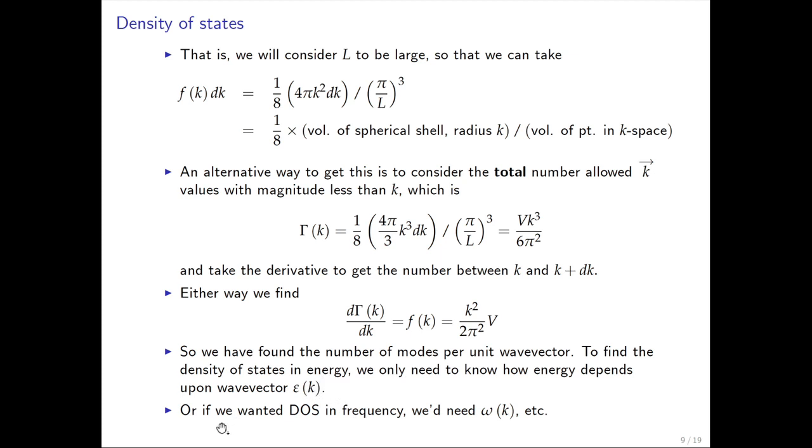Now, we could move from here and find the density of states in frequency, and then we need to know the angular frequency as a function of wave vector. So this is more important, for example, in phonons and photons, and we'll see that later in the course. But here we have the density of states in wave vector, and we'll just need to know how the energy depends upon this k to get the density of states in energy.